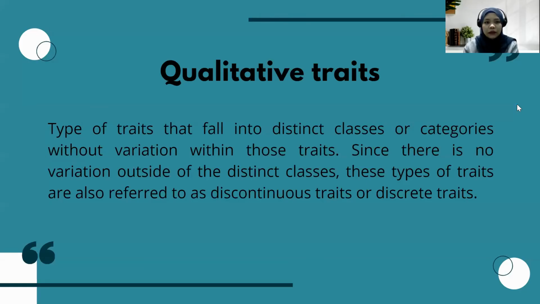A qualitative trait is a type of trait that falls into distinct classes or categories without variation within those traits. Since there is no variation outside of the distinct classes, these types of traits are also referred to as discontinuous traits or discrete traits. Qualitative traits are frequently controlled by one or just a few genes, meaning they are a simply inherited trait. Qualitative traits also often have DNA tests for genes of influence and can also use a Punnett square to determine the genotype of a particular cross or breeding.